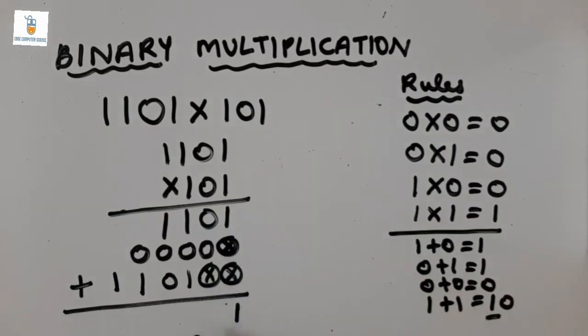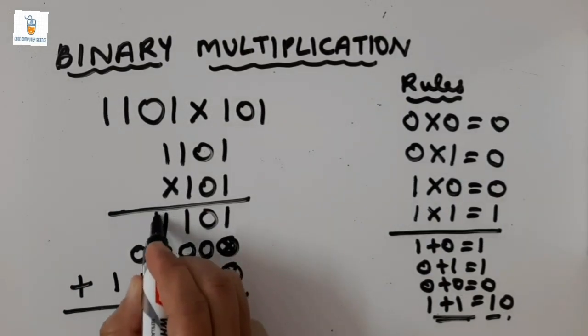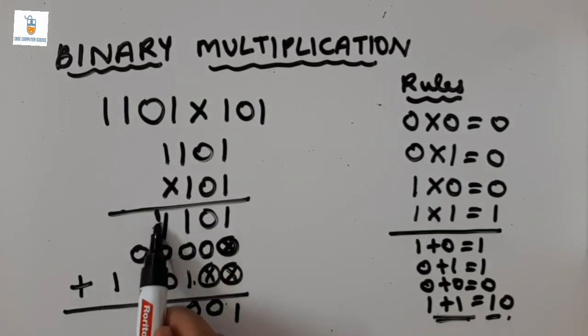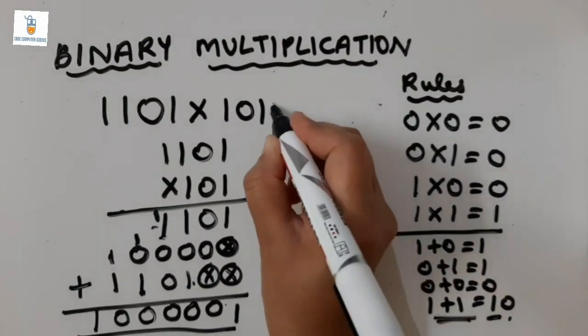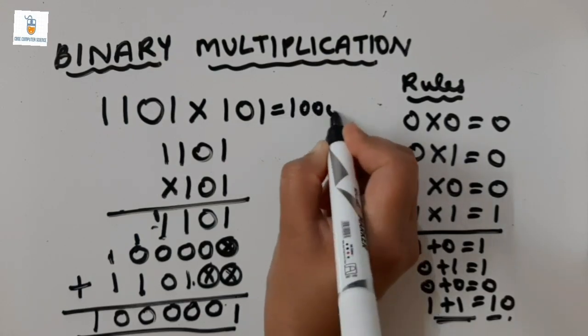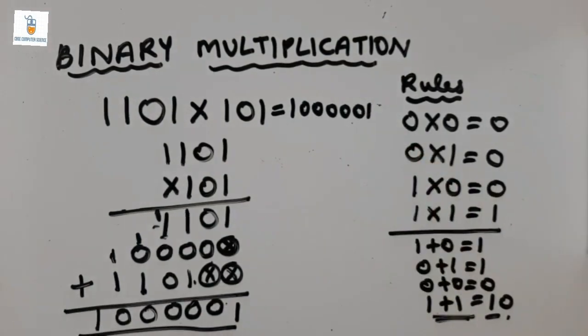So 1 we will write as it is down here. Now 0 plus 0 is 0. Now 1 plus 1 is 10, so 0 I would be writing and 1 will be taken as carryover. Now again 1 plus 1 is 10, so 0 I would write here and 1 would be taken as carryover. Now 1 plus 1 is again 10, so 0 I would be writing here and 1 would be taken as carryover. So 1 plus 1 is 10. So the answer obtained is 1000001.